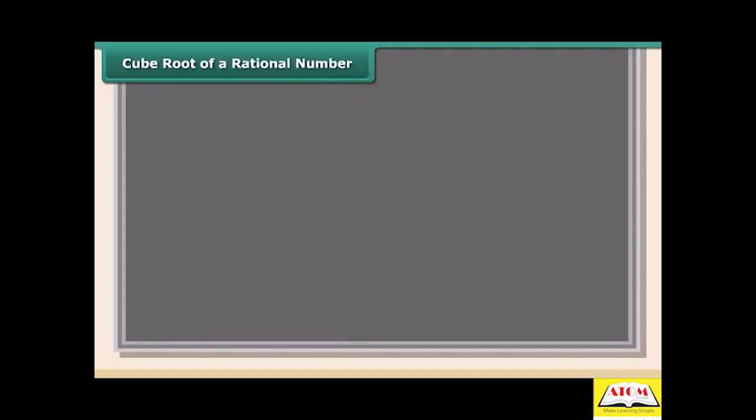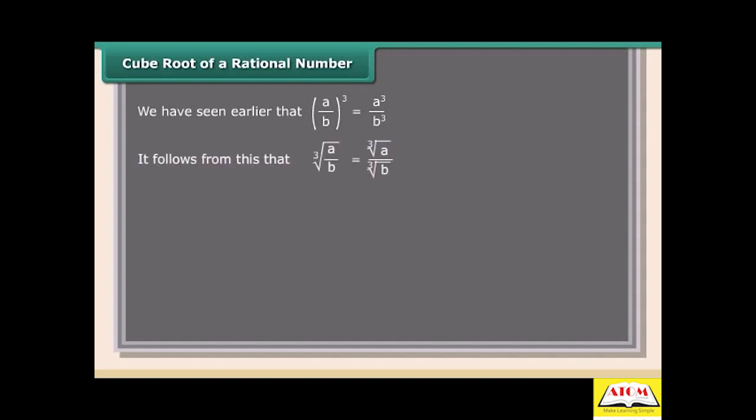Cube root of a rational number. We have seen earlier that (a/b)³ is equal to a³/b³. It follows from this that the cube root of a/b is equal to the cube root of a upon the cube root of b.